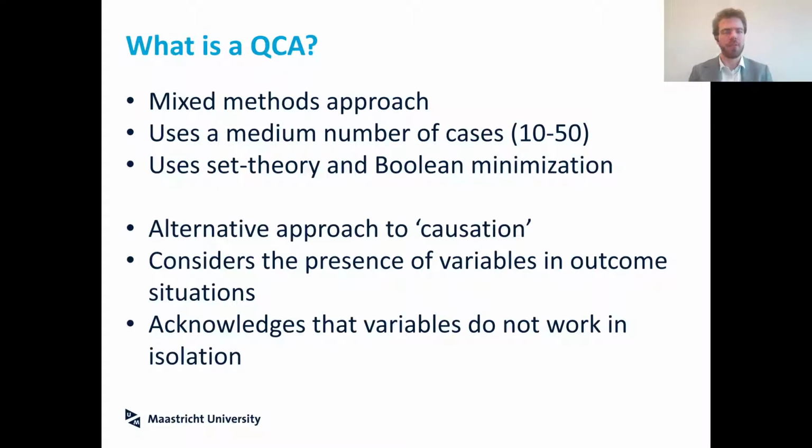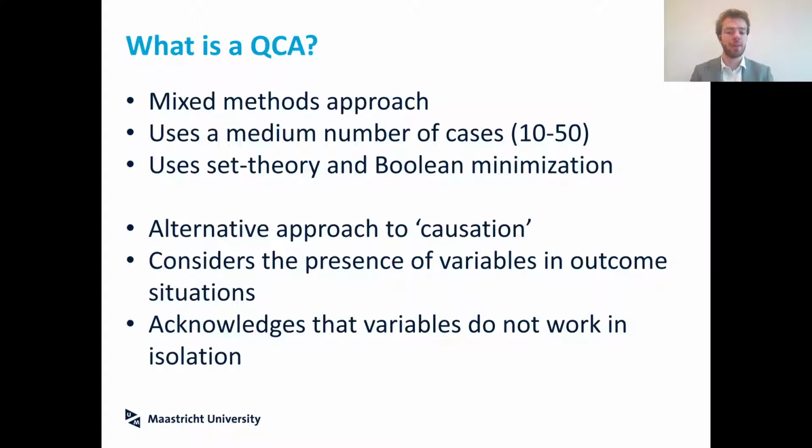Now, what is a QCA? A QCA is a mixed method approach that uses a medium number of cases, usually between 10 and 50, and uses set theory and Boolean minimization to reach its outcomes. It offers an alternative approach to causation. I have to be very careful with the word causation. I'll get into why at the end of the session.